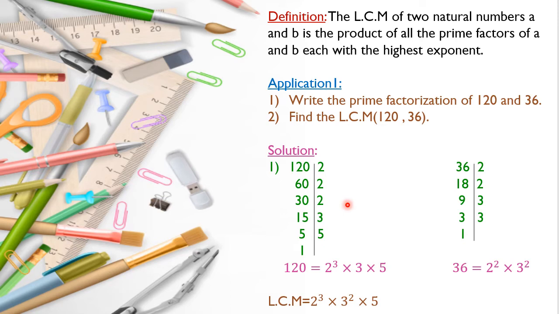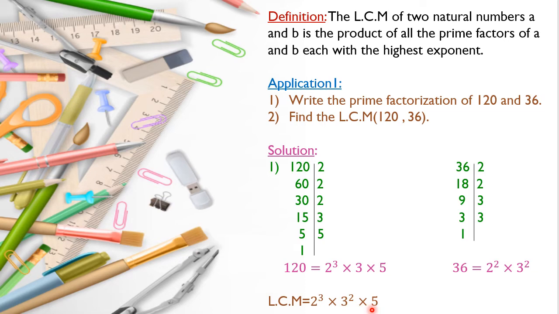مثل ما قلنا لجيب ال LCM بكتب كل الأرقام اللي طلعوا عندي، كل البرايم نمبرز اللي طلعوا من البرايم فاكتورايزيشن لل 120 وال 36. هون البرايم نمبرز اللي طلعوا معي هن 2 وال 3 وال 5. فيش شي غيرهم غير 2 وال 3 وال 5. So we write ال LCM equal 2 times 3 times 5.